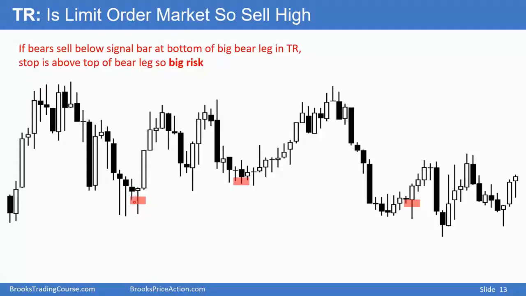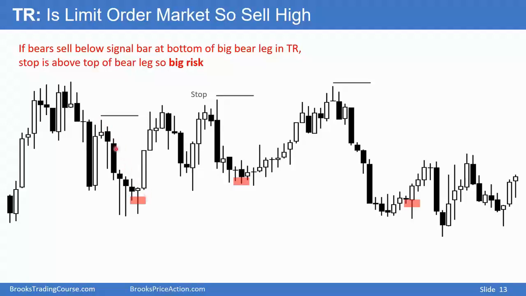If a bear sells with a stop near the bottom of a range, here, or here, his stop is far away. That means his risk is big. An experienced trader can make money selling low in a trading range, but only if he's using the appropriate stop and scaling in and exiting appropriately.